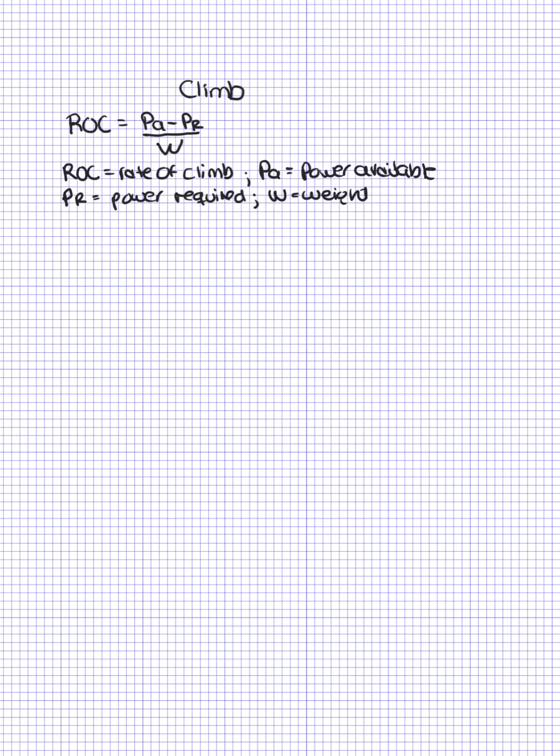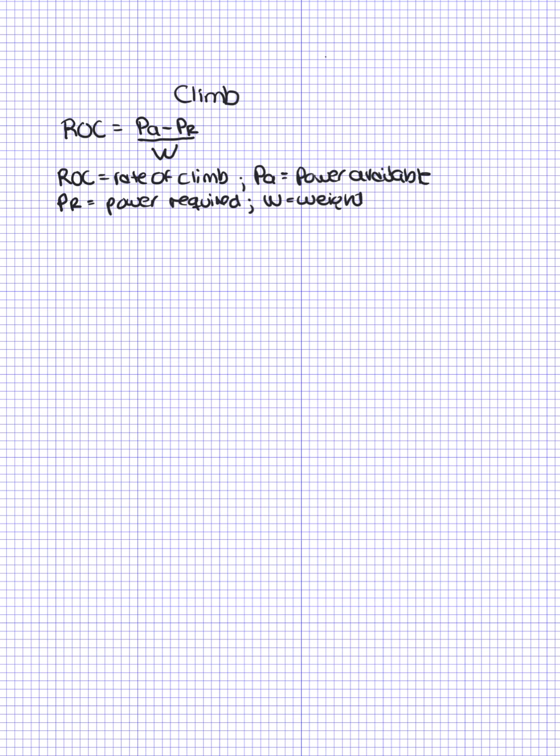This is a generic equation. We also know this part, power available minus power required, is also known as excess power. Every time we have excess power, we can climb or go faster, but definitely climb. To draw the rate of climb curve versus velocity, we're going to draw it.